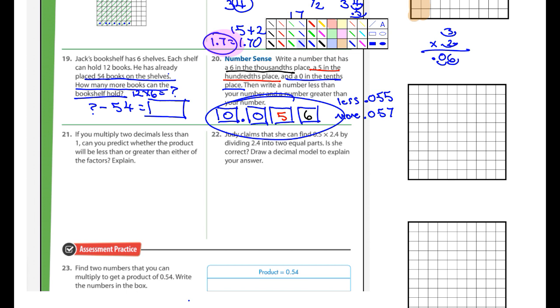All right, number 21. If you multiply two decimals less than 1, can you predict whether the product, that's the answer, will be less or greater than either of the factors? Explain. Well, let me write this down for you, and I want you guys to be thinking about this. I was actually talking to a couple students about this at the end of the day today.